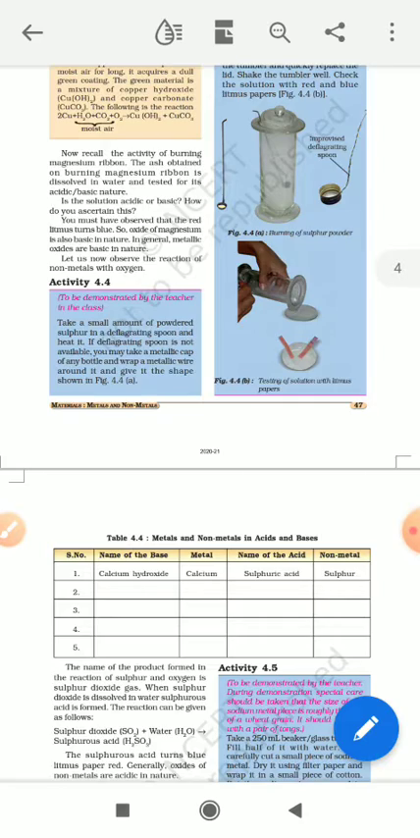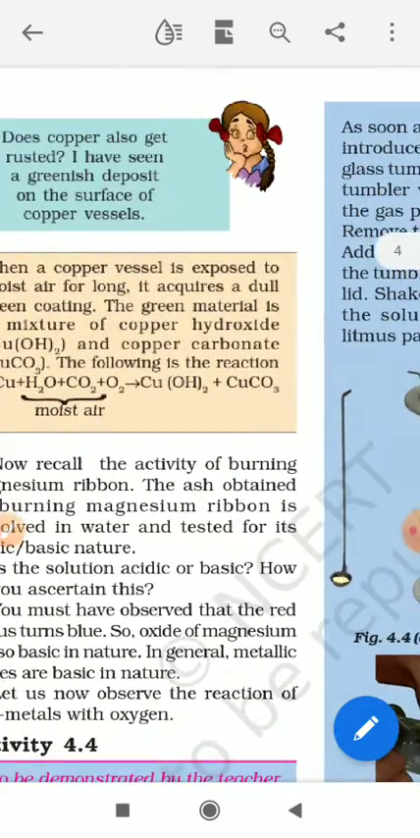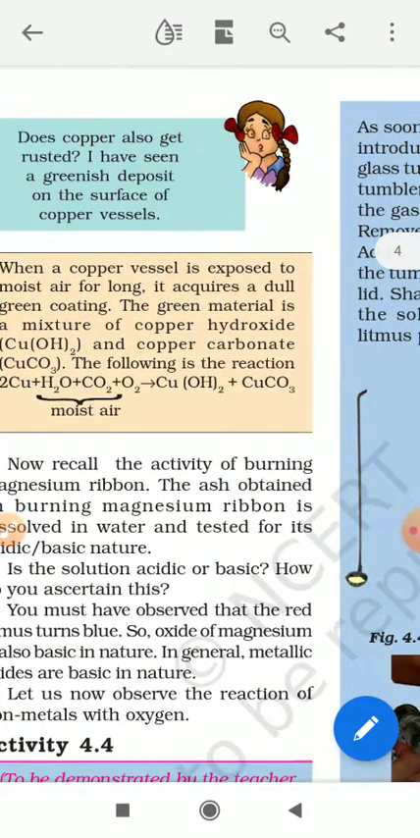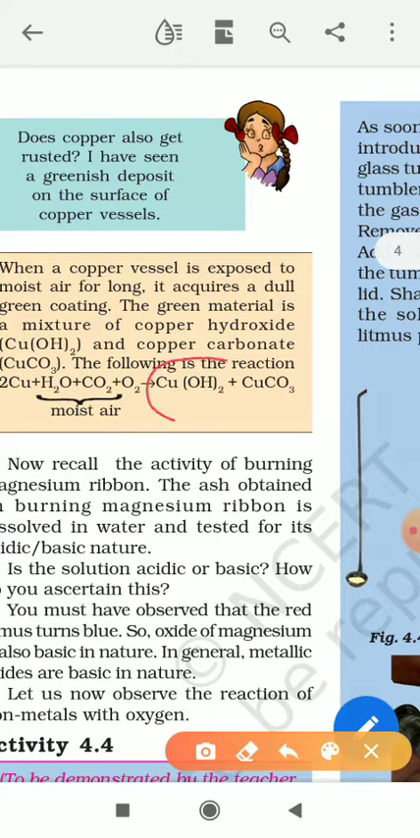Here you can see, when a copper vessel is exposed to moist air, air is made up of water, carbon dioxide and oxygen. When copper reacts with water, carbon dioxide and oxygen, it produces copper hydroxide and copper carbonate. So that green deposition is made up of copper hydroxide and copper carbonate.